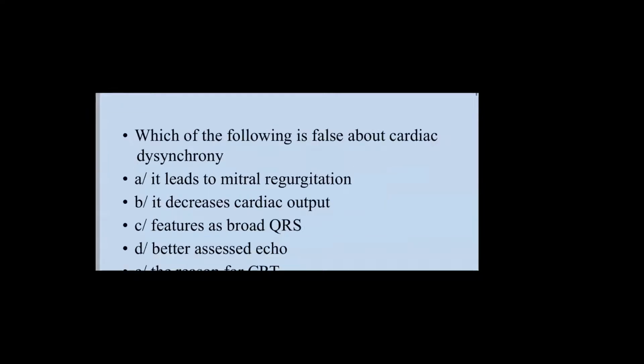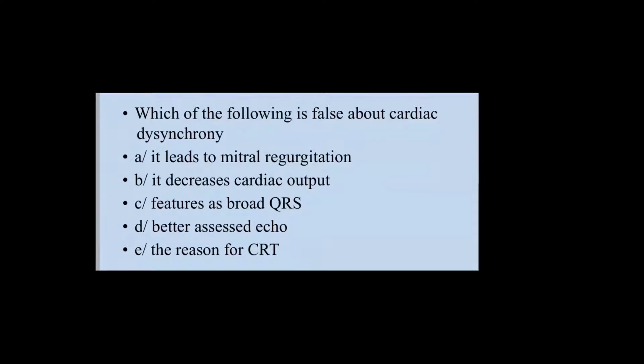I'm gonna start with this question as an appetizer. Which of the following is false about cardiac desynchrony? It leads to mitral regurgitation. It decreases cardiac output. Features as broad QRS. Better assessed by echo. The reason for CRT. So, which one is false about cardiac desynchrony? Okay. Any interaction?